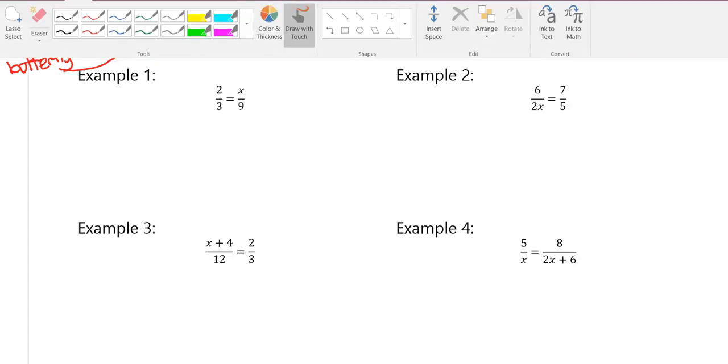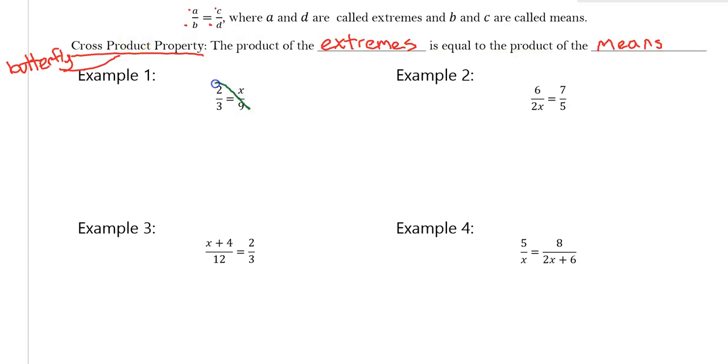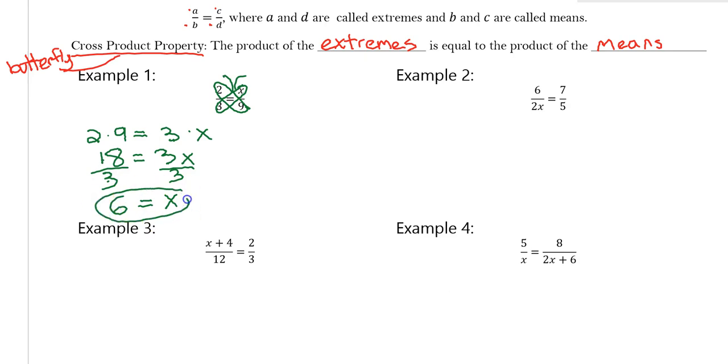So I'm multiplying my extremes together. So I circle what I'm multiplying together. 2 times 9. And then multiply my means together. And if you look, it creates this beautiful little butterfly, which is why it might also be called the butterfly method. So you're just multiplying kind of in a diagonal. So 2 times 9 equals 3 times x. Well, 2 times 9 is 18. 3 times x is 3x. Solving for x, all I'm going to do is divide by 3. 18 divided by 3, you can always use a calculator. 18 divided by 3 is 6. So easy enough. As soon as you multiply, you're just solving an equation.